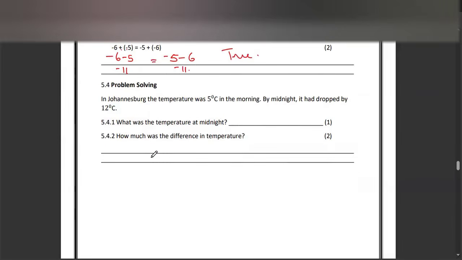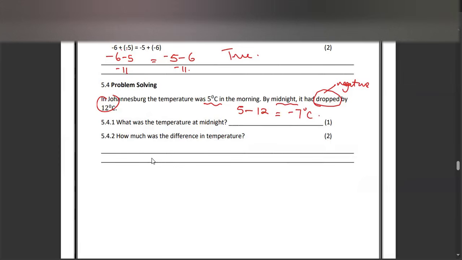5.4, which is the problem solving. You're telling us that in Johannesburg, the temperature was 5 degrees in the morning, and then by midnight, it had dropped. The word dropped is a negative, okay, by 12 degrees. What was the temperature at midnight? So it's going to be 5 minus 12. This becomes a negative 7.